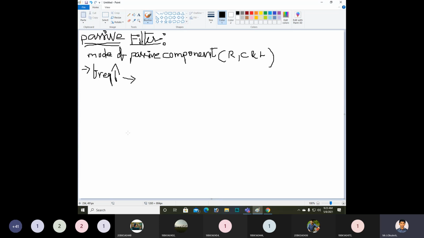So what will happen? At high frequencies, the inductor becomes problematic as the inductors become large, heavy, expensive, and have high power dissipation.